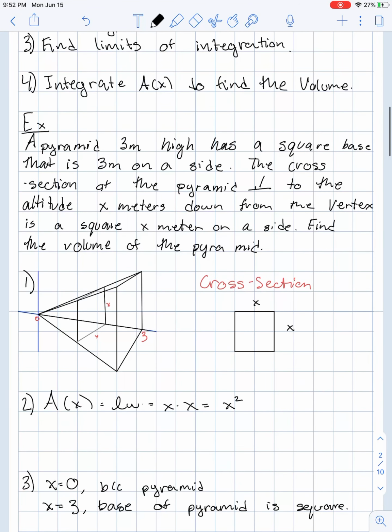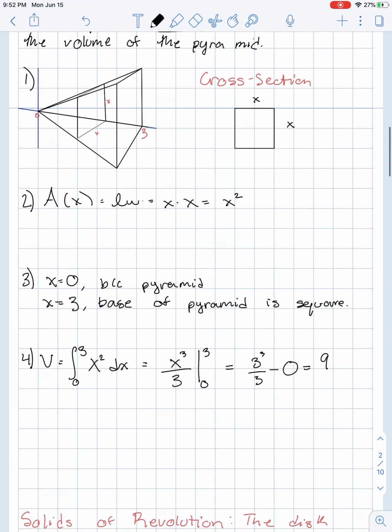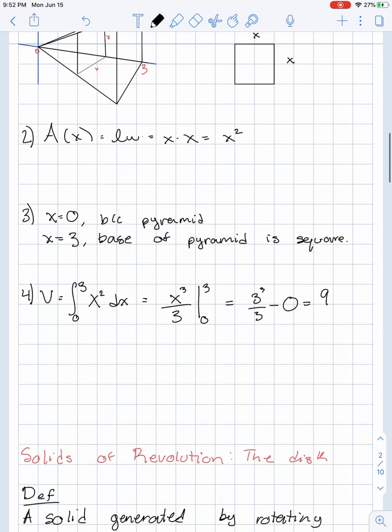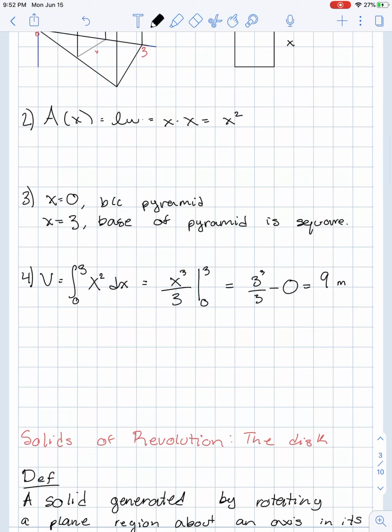And that's going to simplify to 9. And I scroll up and I was given some units and they're all in meters. So volume is something cubed, so meters cubed. And that's our answer. So not too bad, but there's still a lot more that we need to go.